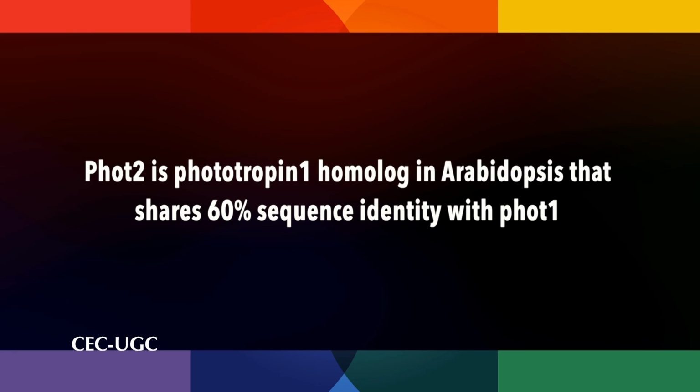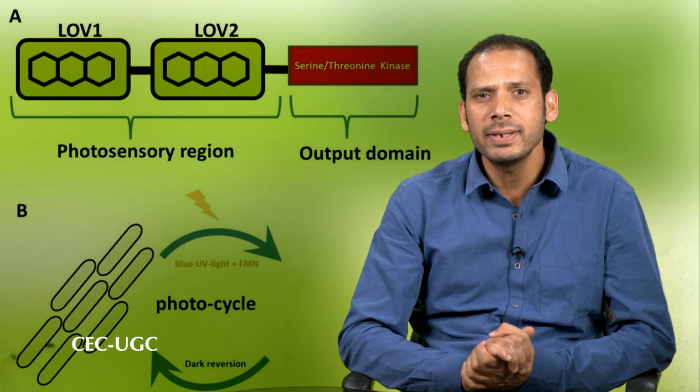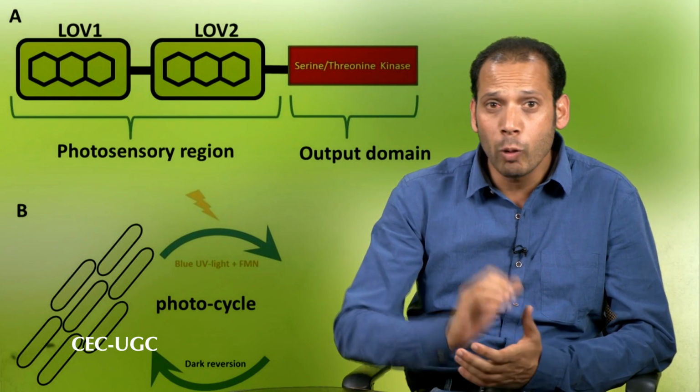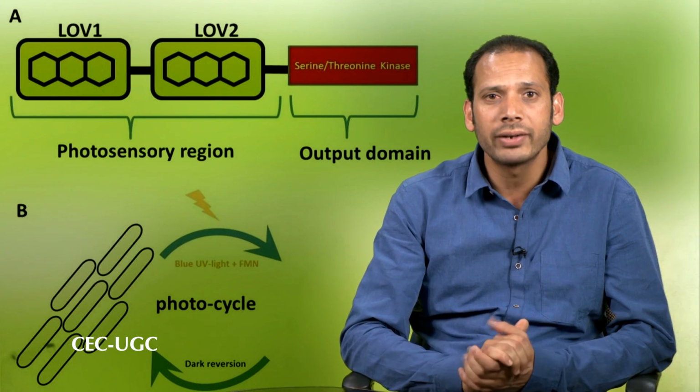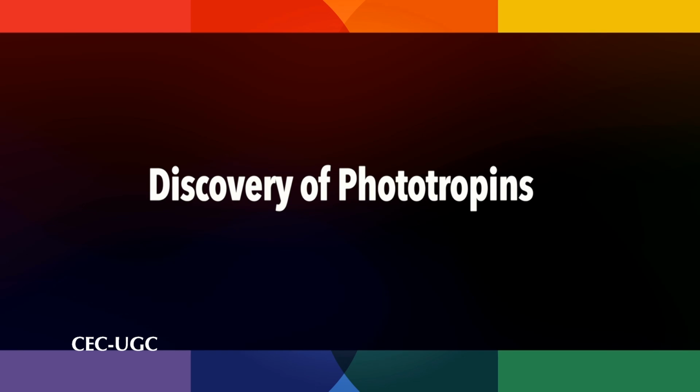Phot2 is a phototropin 1 homologue in Arabidopsis that shares 60% sequence identity with phototropin 1. Phototropin 1 and phototropin 2 contribute equally to stomatal opening, whereas avoidance movement of chloroplasts is mediated by phototropin 2 under high light intensities. Now we will discuss the discovery of phototropins.